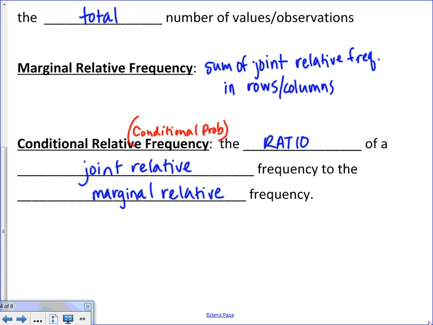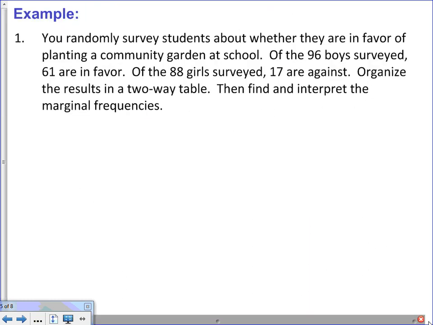We'll do example 1 together. We're going to create a table, basically, in example 1. So if you flip over to the back side, it says, you randomly survey students about whether they're in favor for planting a community garden at school. Of the 96 boys who were surveyed, 61 are in favor. Of the 88 girls who were surveyed, 17 are against. Organize the results into a two-way table, and then after we're done with that, we're going to find and interpret our marginal frequencies.